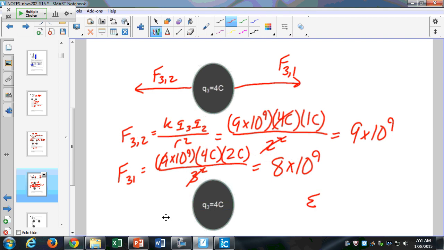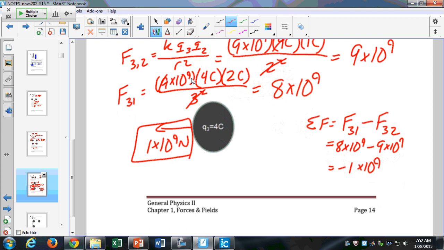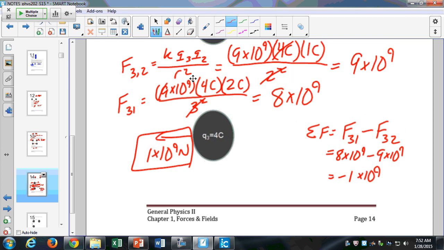I can do the sum of the forces. Is F31, which is to the right, so it's positive, minus F32, which is to the left, so it's negative. That's 8 times 10 to the 9th minus 9 times 10 to the 9th. So I'm left with a net force of 1 times 10 to the 9th newtons. So that's the answer to that one. Basic 2D problem. We've had those before. We had them last semester, but the forces were all a little bit different. Like we weren't dealing with electrical forces.